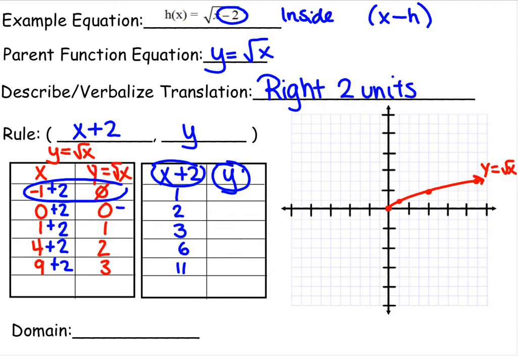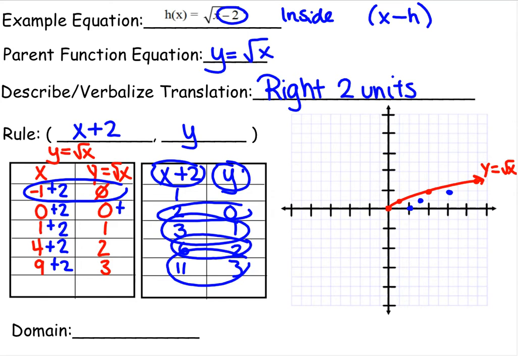So now let's head to the next one: 0, 1, 2, and 3. Let's graph them. So graph (2, 0): over 2, up 0. Over 3, up 1. Over 6, up 2. Over 11, up 3. You'll notice each of our ordered pairs from our original parent function should be shifting right 2 units.